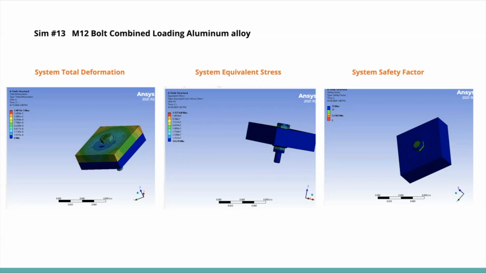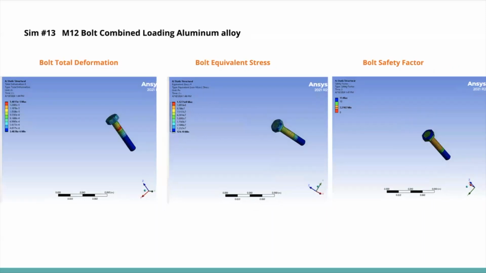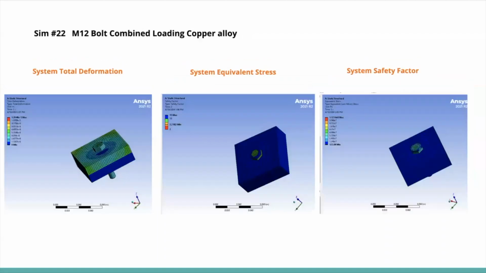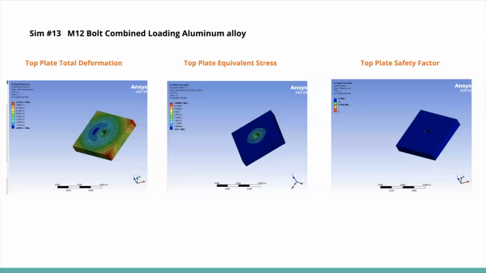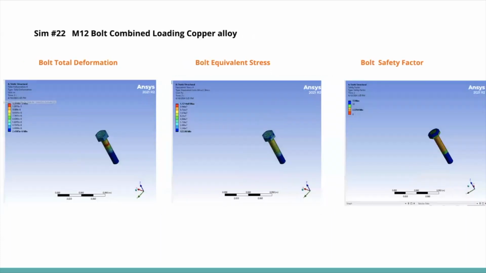For the most part, just by looking at it from a picture perspective, we can see that for most of the systems, they're pretty much identical to one another for the 2 materials. We can see that a lot of the stress is being placed, for example, on the top plates, more on the outskirts of it, which we can also see for the copper alloy and the aluminum alloy.